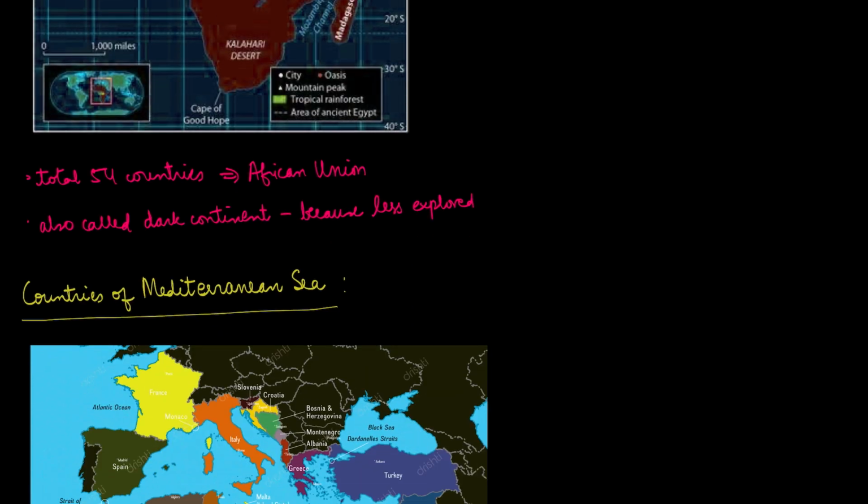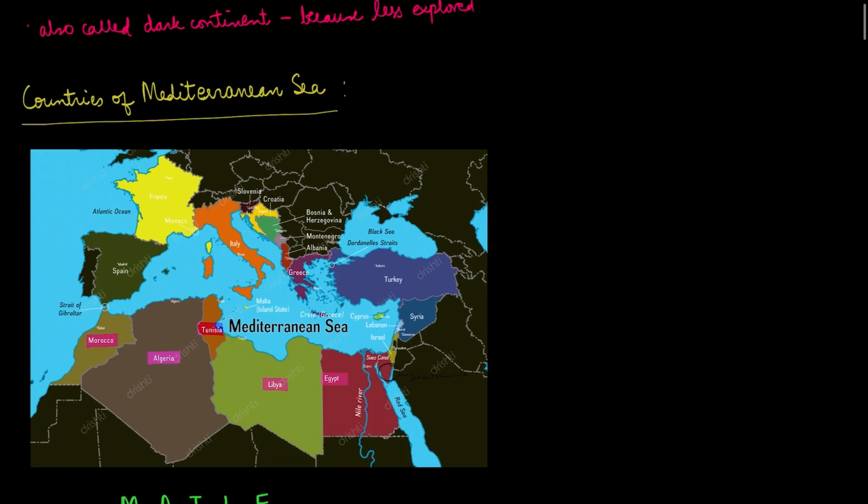So, there are a total of 54 countries in the African Union, and this African continent is called a dark continent. Dark in the sense that it is less explored. There are many intricacies in this continent which are yet to be explored.